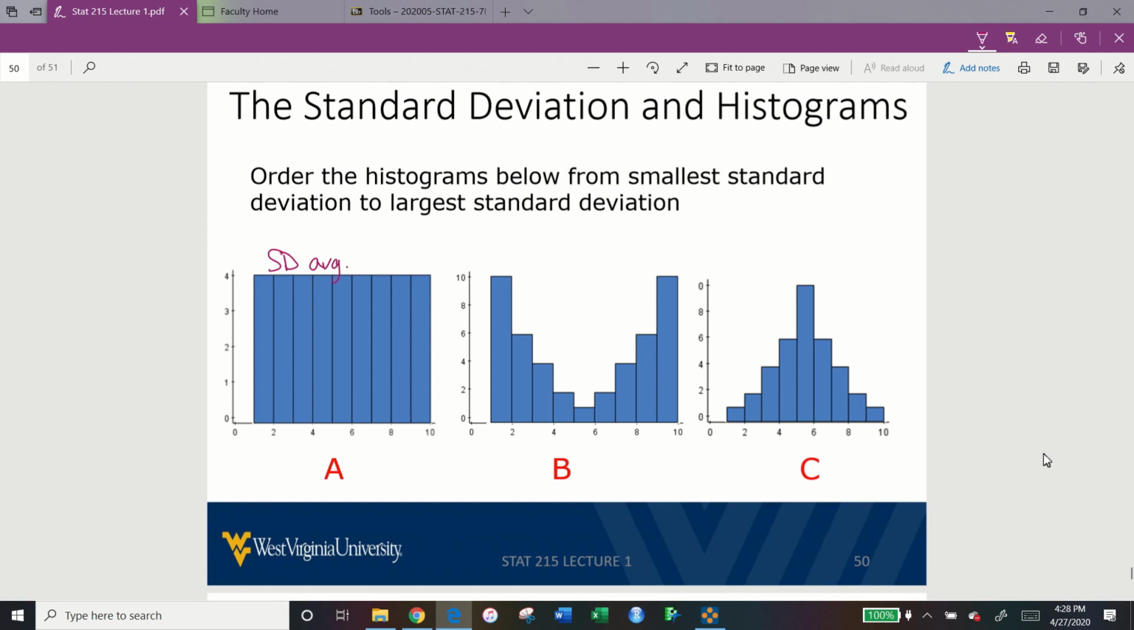Let's take a look at our histogram for B. Now, it is symmetric, but our data lies away from the center. And if you think back to our formula, it is our individual observations minus that sample mean. So that means our largest values are away from our center, meaning we are going to have a standard deviation that is going to be comparatively large.